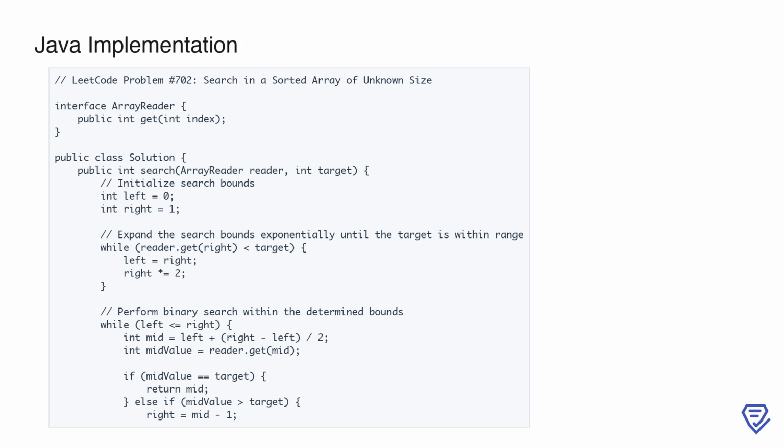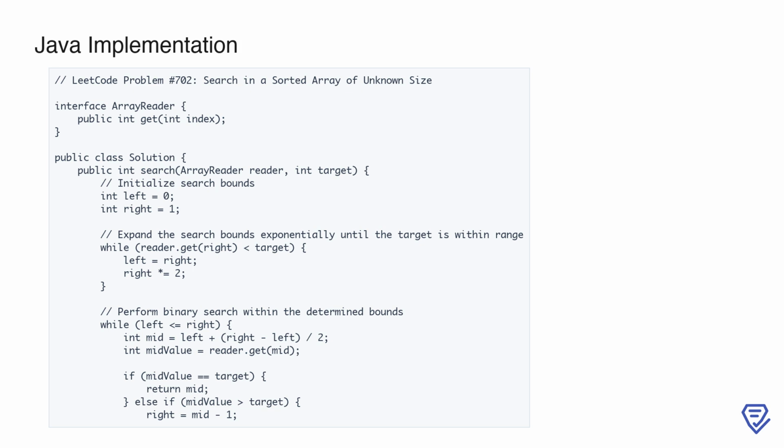To begin, we define an interface called ArrayReader, which has a single method, get, that retrieves the value at a given index. This is essential because the array size is unknown, so we can only access elements using this method. Next, we define the search method in the solution class. Here, we start by initializing two pointers, left and right, to represent our search bounds. Initially, left is set to 0, and right is set to 1.